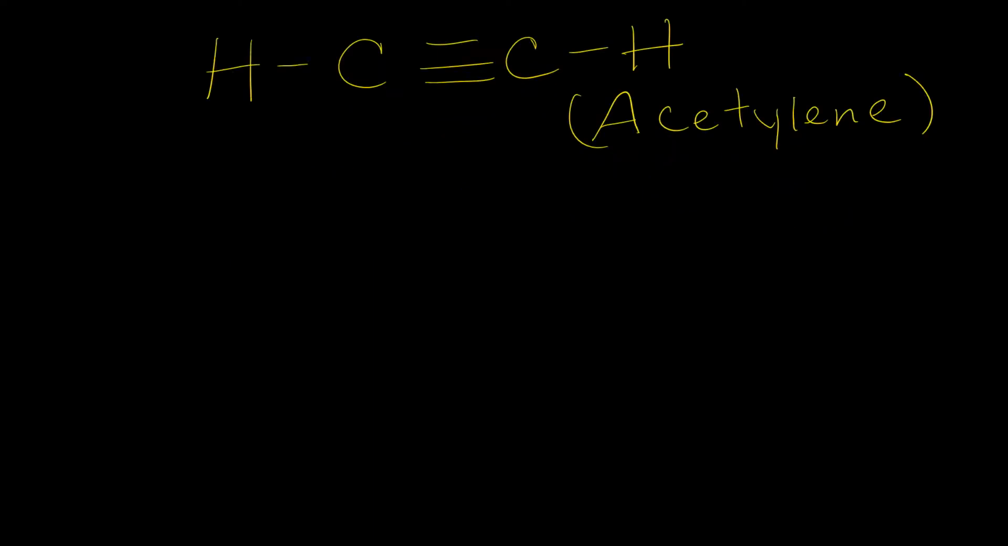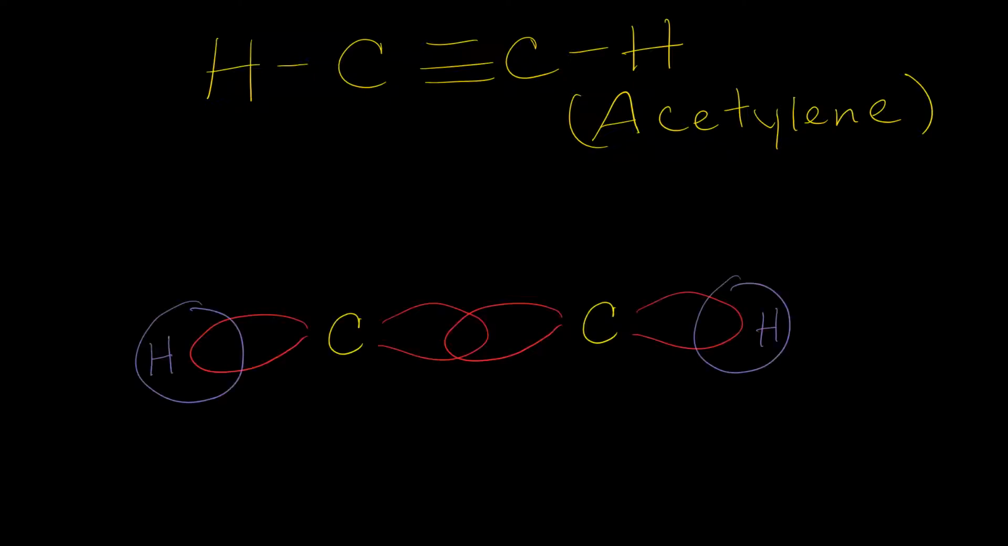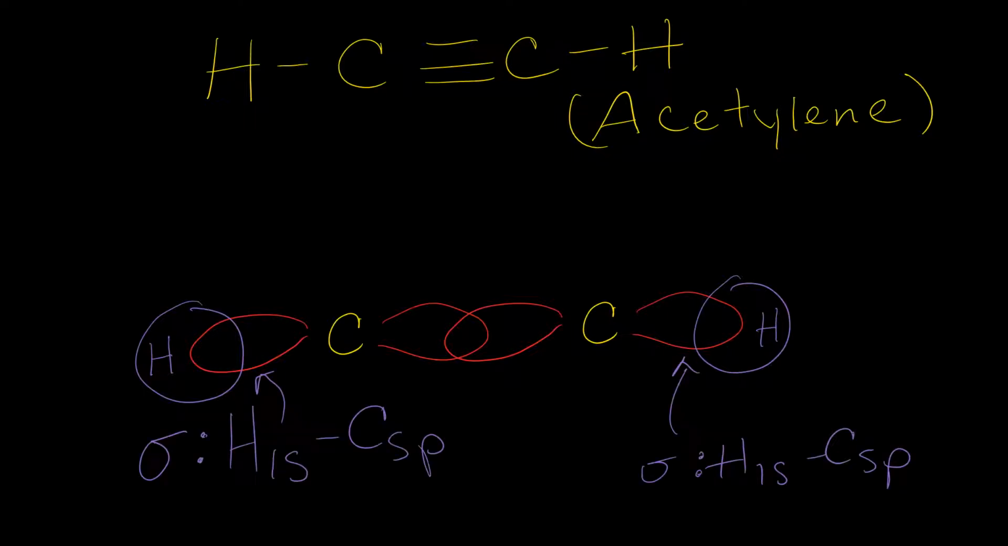Acetylene, which has a carbon-carbon triple bond, is an example of 2 carbon atoms that are each surrounded by 2 groups, 1 hydrogen atom and 1 carbon atom. 1 hybrid sp orbital of each carbon atom overlaps with the 1s orbital of a hydrogen atom to form a sigma bond, and we will notate this orbital overlap and bond formation as sigma colon H1s-Csp.